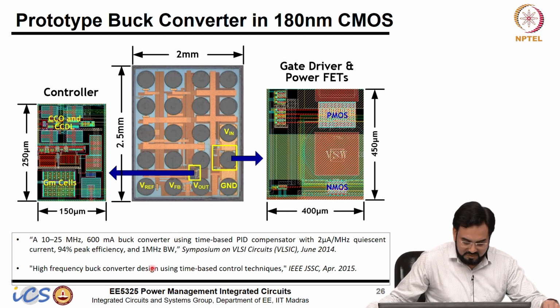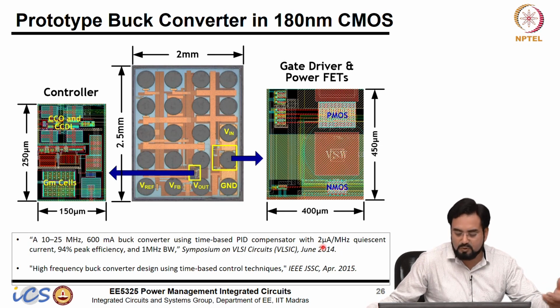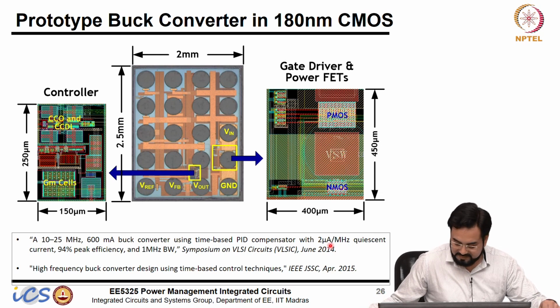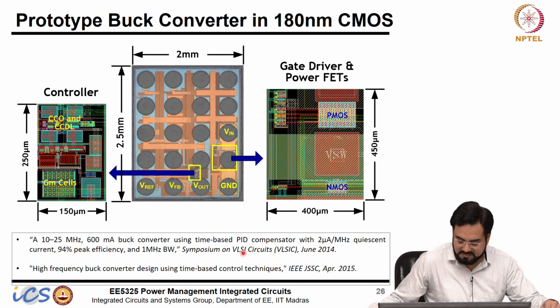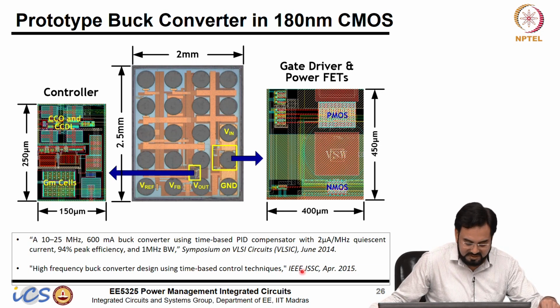So, we implemented it for 10 to 25 megahertz and maximum current was 600 milliamp, and this was consuming 2 microamp per megahertz. So, another advantage is the Q current is very low here actually, quiescent current. So, at 11 megahertz it was consuming 22 microamp, that is why we are quoting 2 microamp per megahertz. So, this was published in the VLSI conference, and the VLSI conference is a symposium actually, not the one which happens in India. This is a separate symposium on VLSI circuits, and then we published a JSSC journal paper also later.